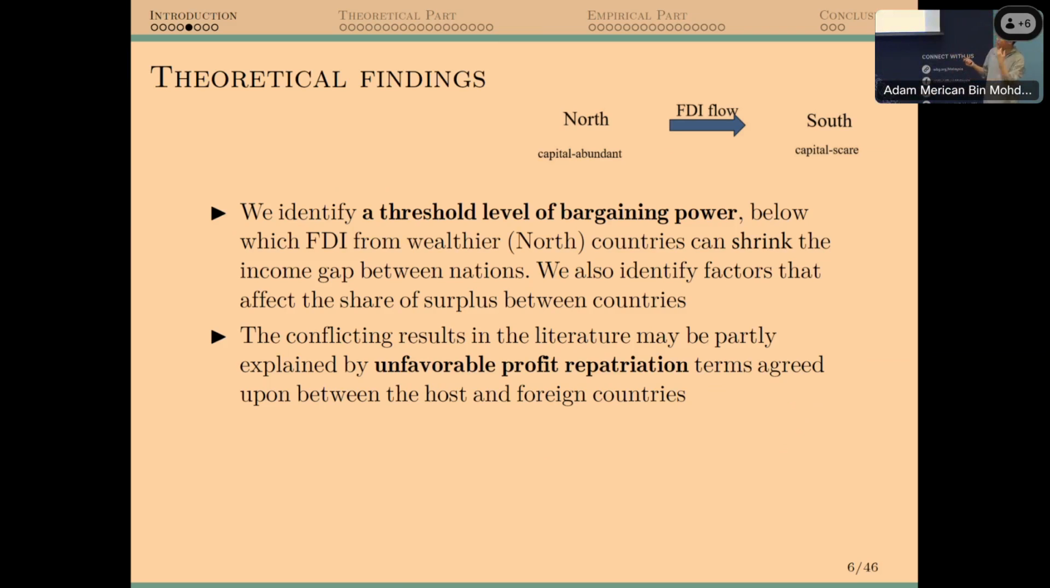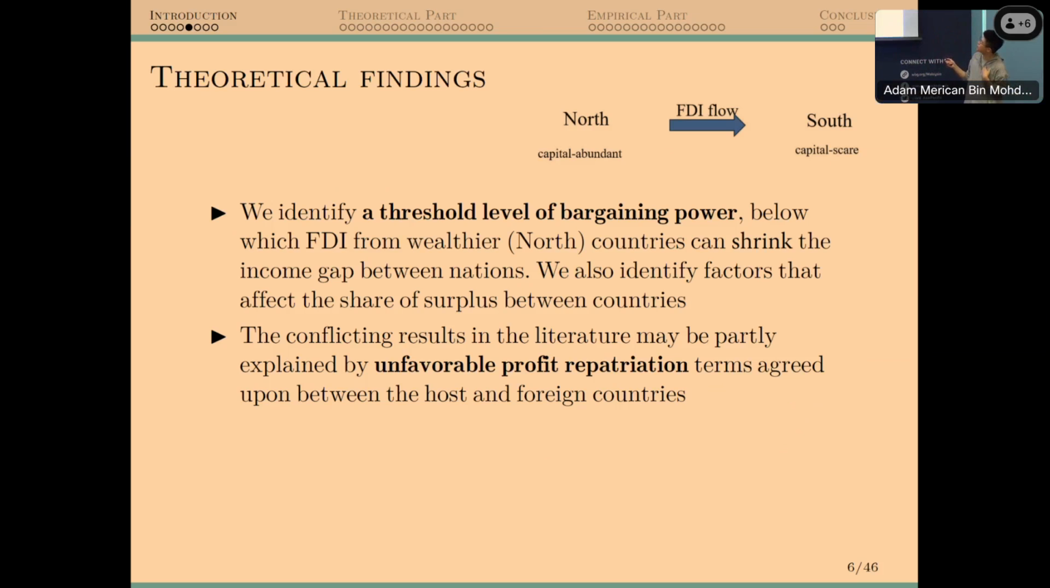Okay, so this is our theoretical finding. We identified a threshold of bargaining power, below which the wealthy North country can shrink the income gap between the two nations. That is to say, for a North country, a capital abundant country, the FDI goes from the rich to a poor country. If this country has a relatively higher bargaining power over the South country, it can cause economic divergence between the two countries. Of course, if the North country has a lower bargaining power over the South country, it will cause economic convergence. So this is the theoretical finding from this paper.